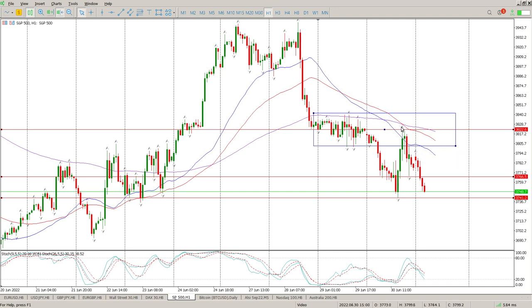Stop above the swing high of yesterday. The next one would be 3766, a pullback there and a decent bit of price action. Rejecting that level would be a sell. Stop is going to be above the high of the day.